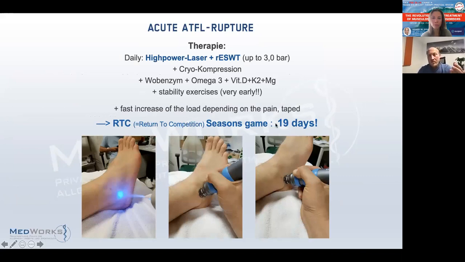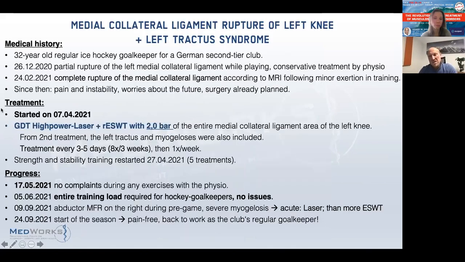And when you go on like this with a professional football player, you get them back on the field in 19 days. And I think we could, for example, start the stability exercises on day 2 or day 3, because they are so pain-free and the swelling is gone. And so you get them very, very fast back on the field. In 19 days, I think this is very, very good. 2.5 weeks to get back is very, very good.